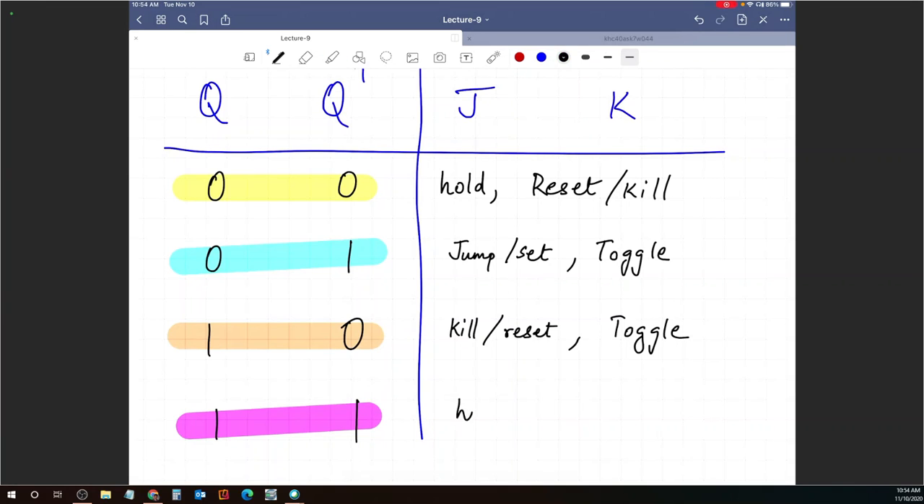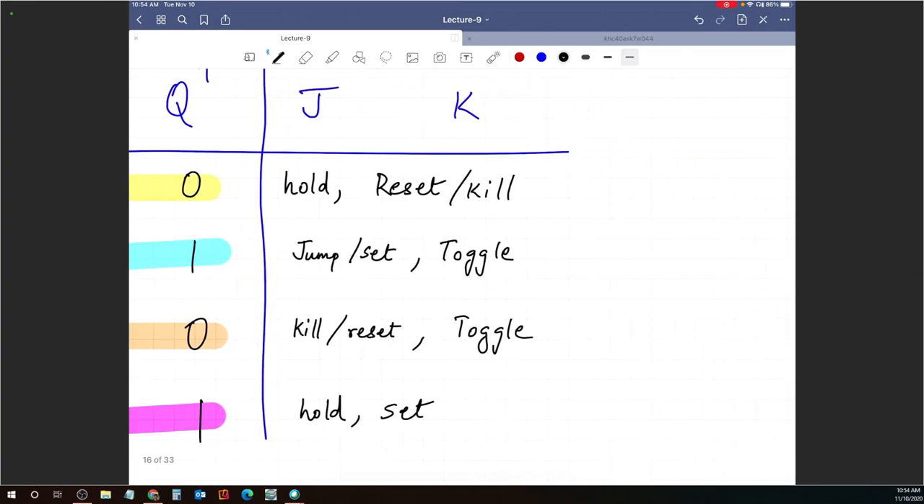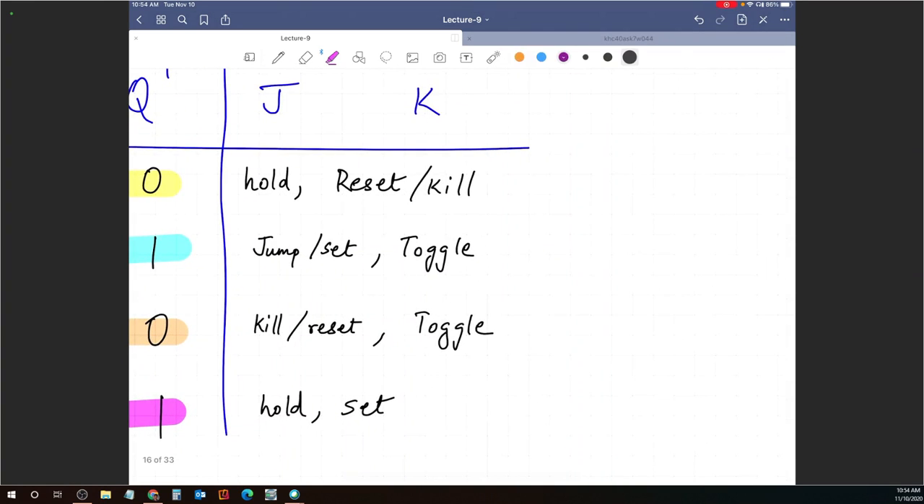Hold is good. And set. Beautiful. You guys see that? Now all we need to do is figure out how to represent these things, how to represent this and this and this and this using J and K as inputs. Let's do that. So what is hold? For this, let me elaborate.